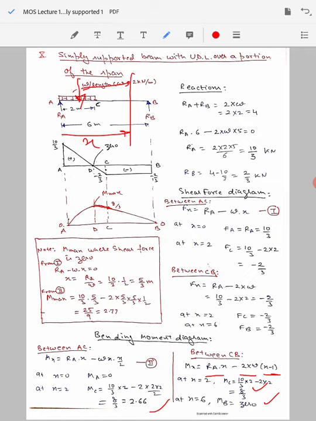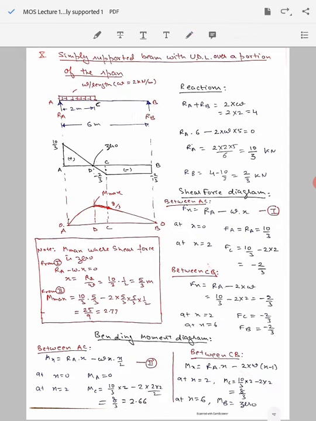Now between reaching from 0 to 8 by 3 and coming back to 0, there will be a parabolic variation because of this x square term appearing here. So this is the parabola, and after that there will be a straight line. Because there is a parabola, the bending moment reaches its maximum somewhere before this point C. And as I told you earlier, whenever the shear force is 0, the bending moment is maximum.